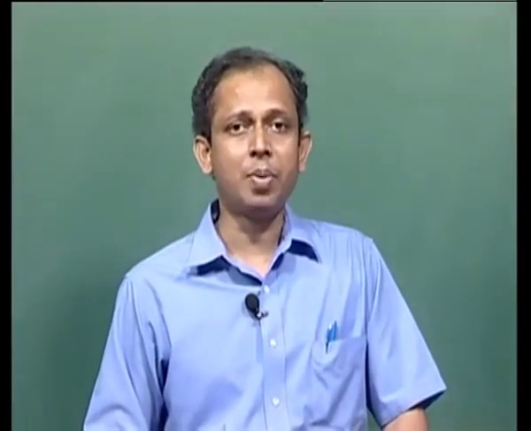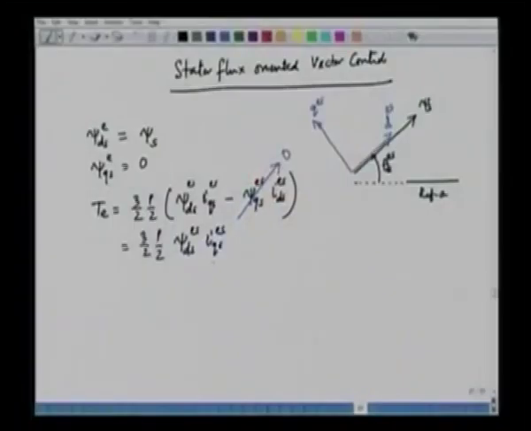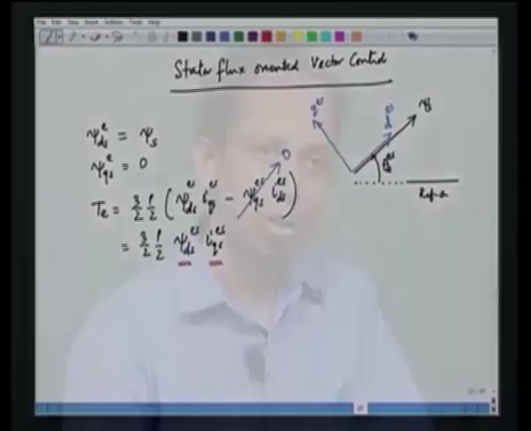We can keep psi ds constant, as we have seen in the case of air gap flux orientation, and we can change IQS to control the torque. However, in this case also, just like air gap flux orientation, the torque component of current and the flux are inherently coupled. It means we cannot control these two variables independently. If we control IQS, psi ds will be altered. So we have to have a decoupling circuit to cancel the inherent coupling between the torque component of current and the stator flux in the d axis.